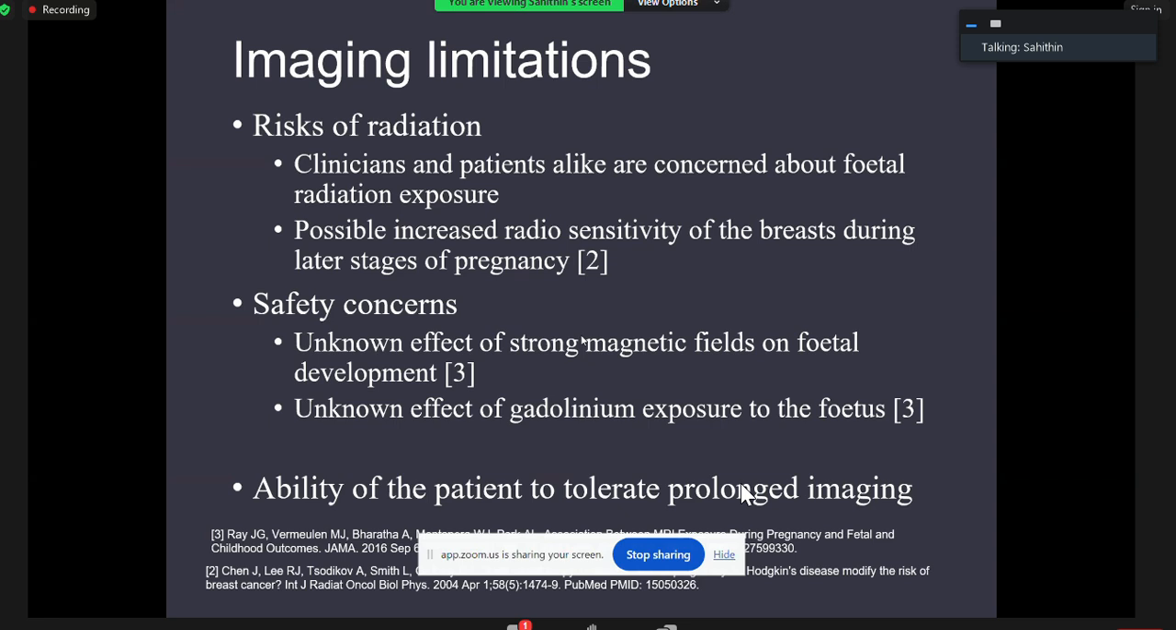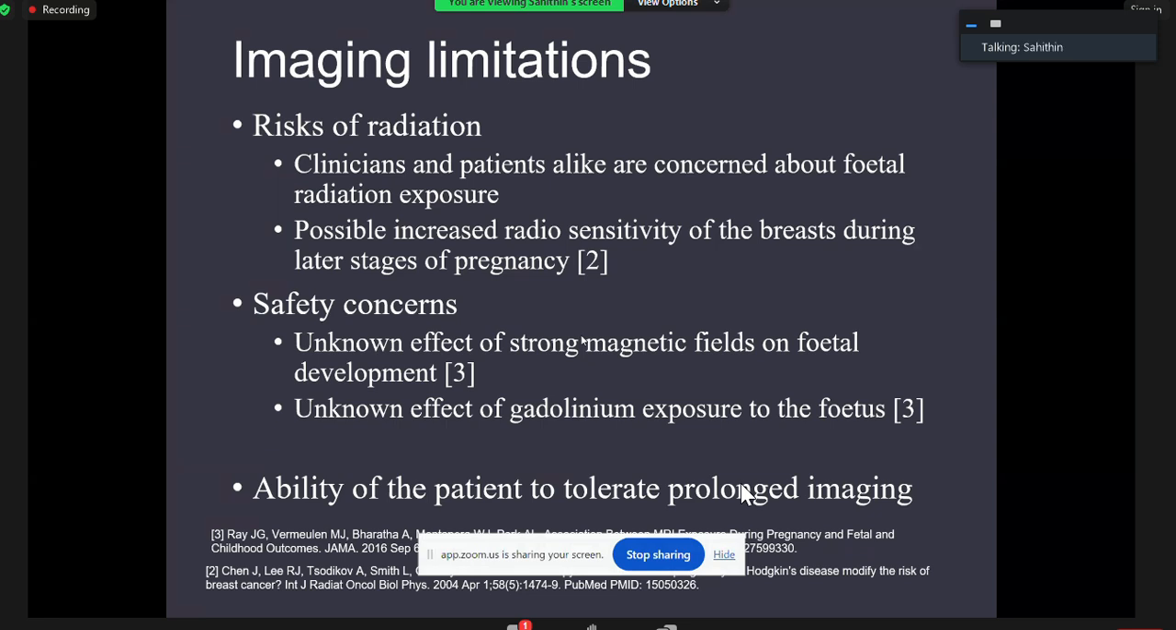We're all worried about fetal radiation exposure. I wouldn't say we have never done a CT. I think I have seen one case in my career where we had to do a CT because the patient was so high risk for bowel complications. But in general, we all would like to avoid fetal and maternal radiation exposure, as well as bear in mind the increased radiosensitivity of the breast during the later stages of the pregnancy.